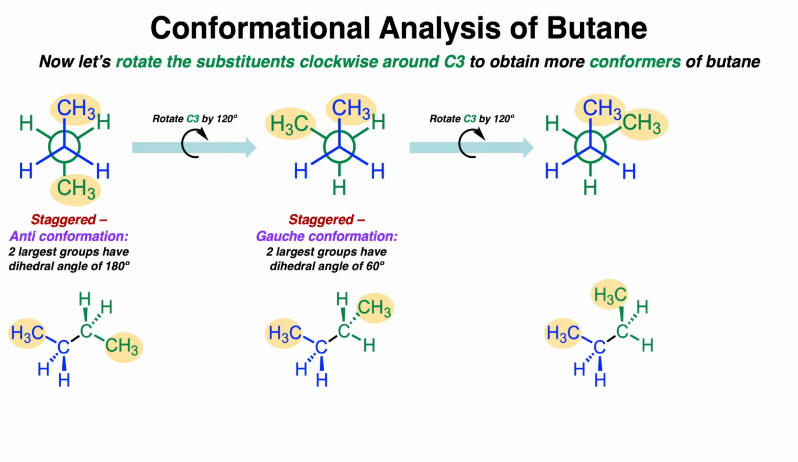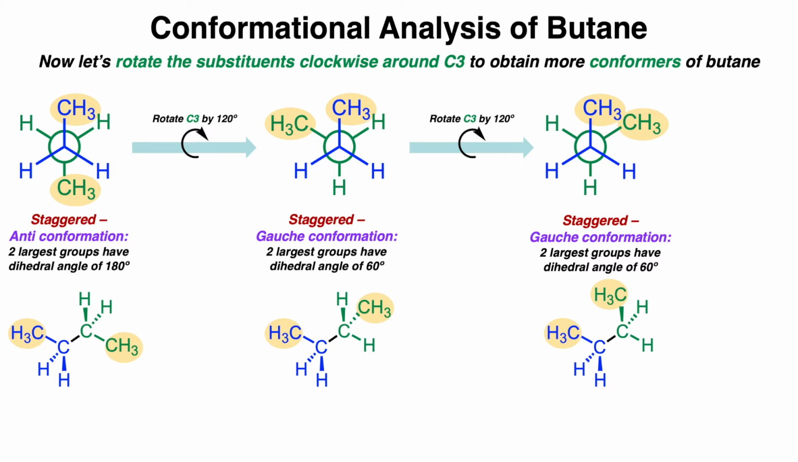The green methyl group moved to the right side, which means it's now on a wedged bond, as shown in the molecule below. And since the two largest substituents are still adjacent to one another, they are still in a gauche conformation. And all three of these conformations are considered to be staggered because there's a relatively equal amount of space between all six substituents shown in the Newman projection.